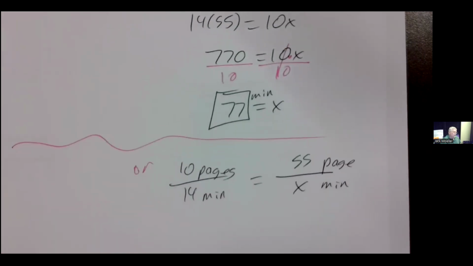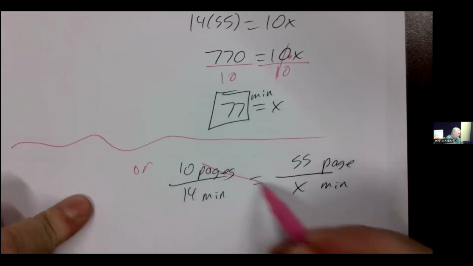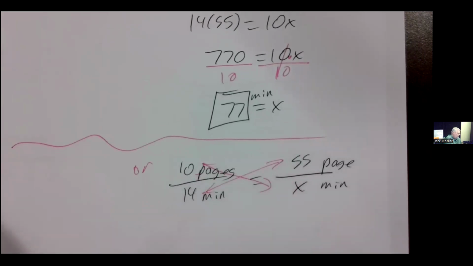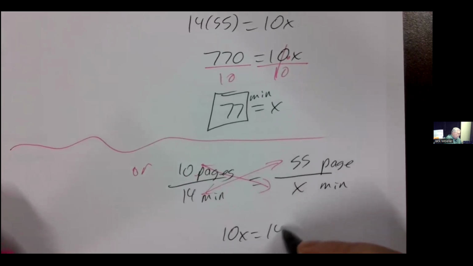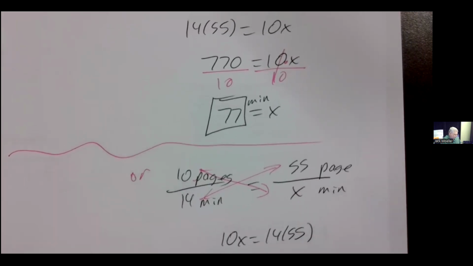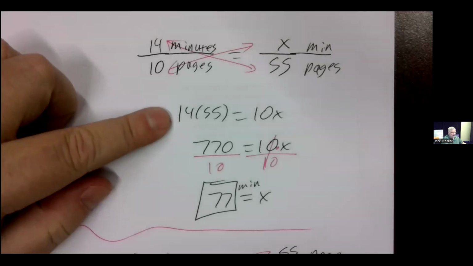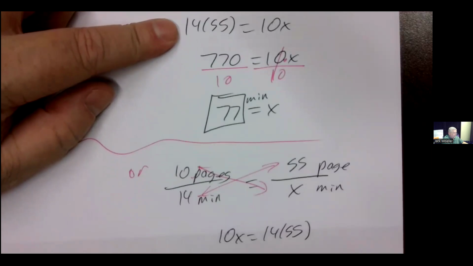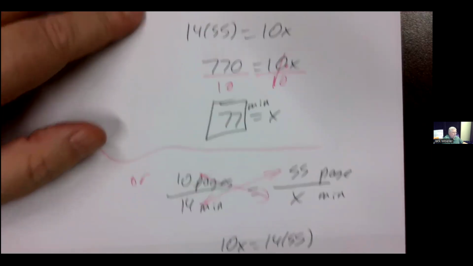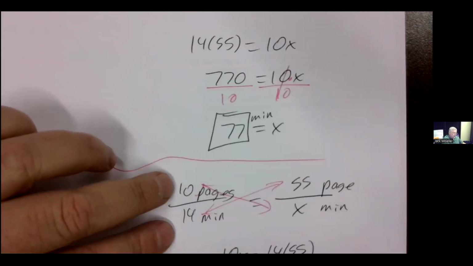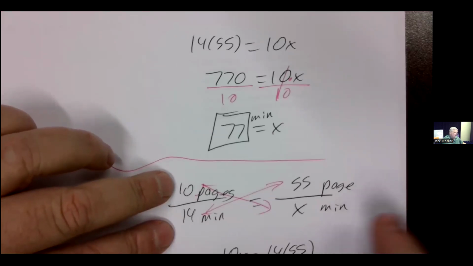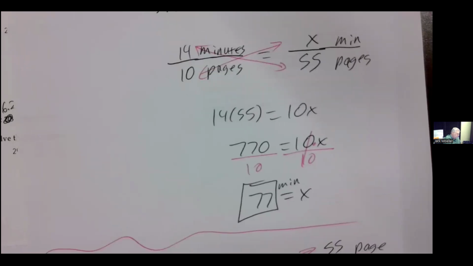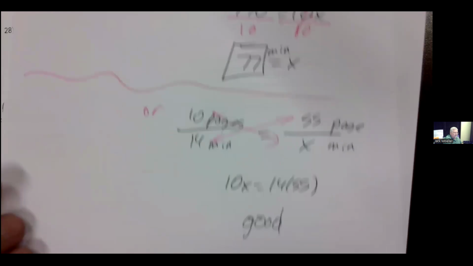Well, the answer to that question is look at the cross product. If you do the cross product, you get 10 times x equals 14 times 55, which is exactly the same cross product that we had before. 14 times 55, 10 times x. So we're going to get the same exact answer. It doesn't matter on that first fraction, however you set up that first fraction is fine. It's the second fraction that's the problem. So those are both good. That's a perfectly valid setup.